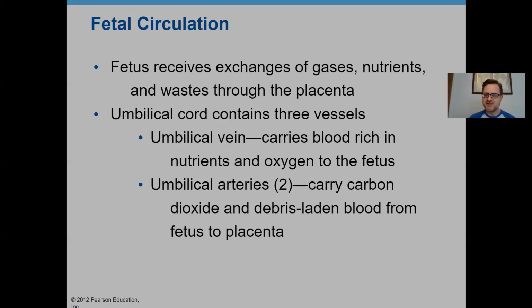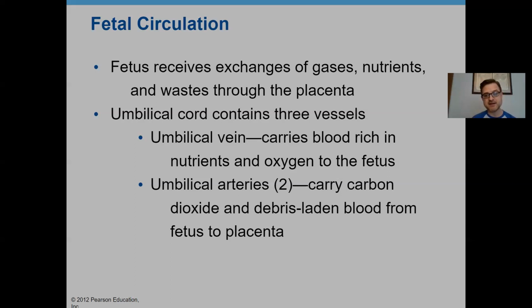There are 3 vessels in the umbilical cord. There's 1 umbilical vein, and there are 2 umbilical arteries. So we define these by direction. 2 are from the fetus's heart. So the umbilical vein is carrying blood to the baby's heart.